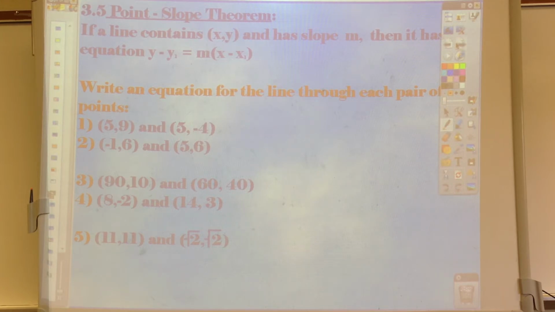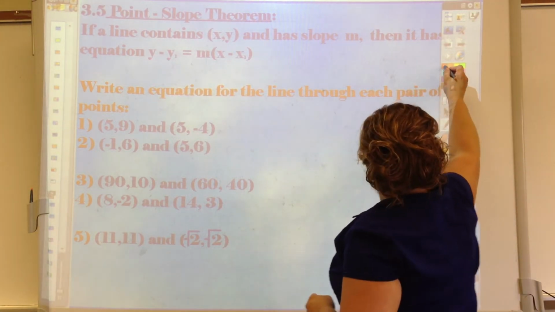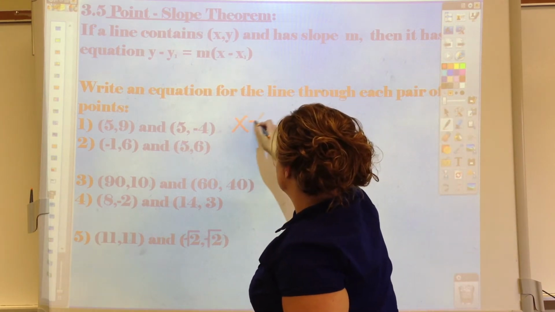What do you notice about either your x or your y value? Hopefully you notice that your x values are the same. Does everybody see that? Both x values equal 5. That means that this equation has to be vertical. It is x equal to 5.